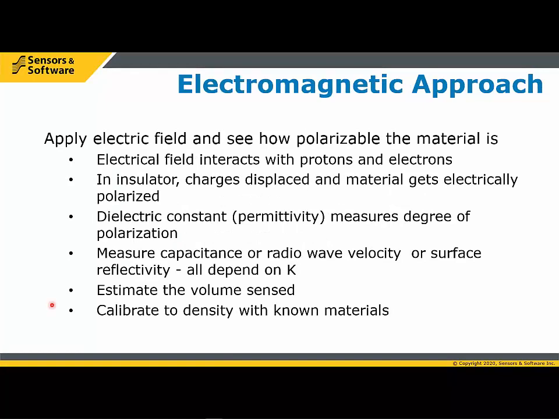The electromagnetic approach, you apply an electric field and see how polarizable the material is. Essentially, the electrons and protons in the material will move when the field is applied, and this polarizes the material and can be sensed. So this can be sensed either by making a capacitive measurement of the material, or looking at how the radio waves travel through a material, or how they bounce off a material. These all depend on the polarizability or the permittivity of the material. Again, if you can have a volume estimate, then you can get a density. Otherwise, you calibrate to get density from known materials and the K from the measurement, and calibrate your conversion curve that way.